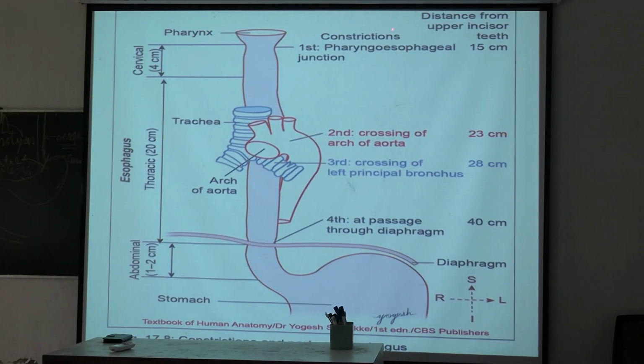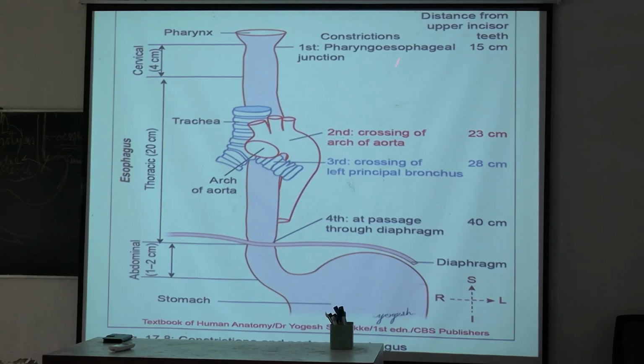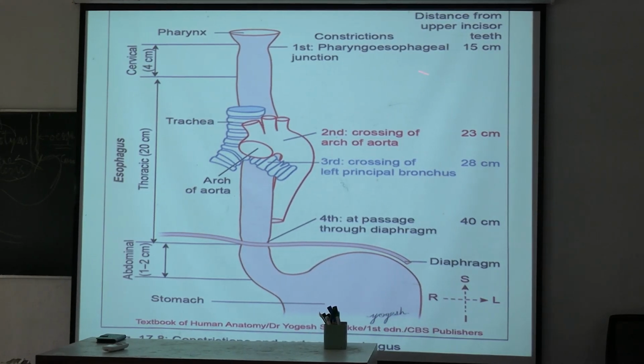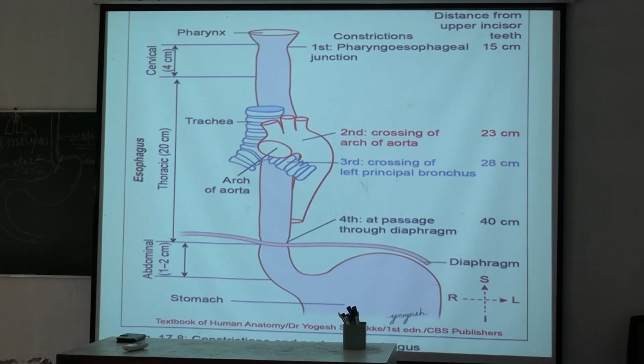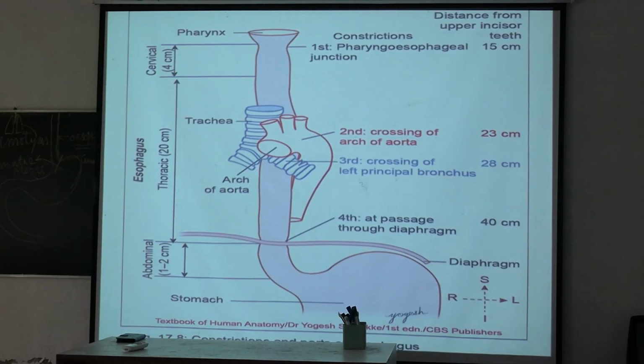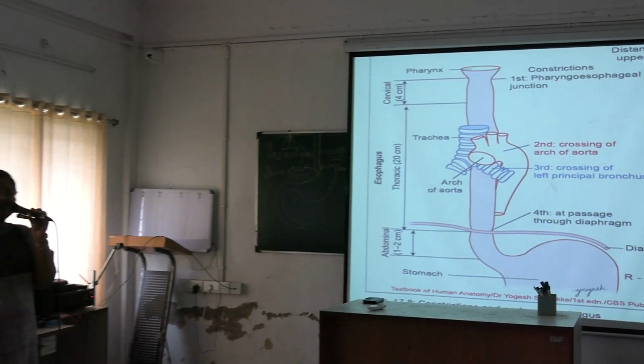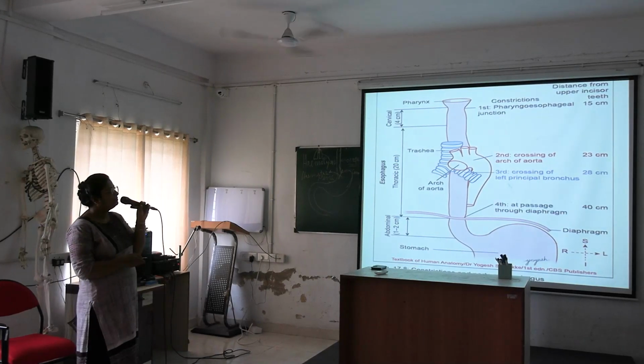So these are the four constrictions present in the esophagus, and the distance of these constrictions from the incisor teeth is important for the passage of the laryngoscope. The distance from the upper incisor teeth is about 15 centimeters for the first constriction. The second constriction is about 23 centimeters, the third is about 28 centimeters, and the fourth is at the level of 40 centimeters. There is a high chance of obstruction to the scope at these levels of constrictions. That's why you have to remember the distances.